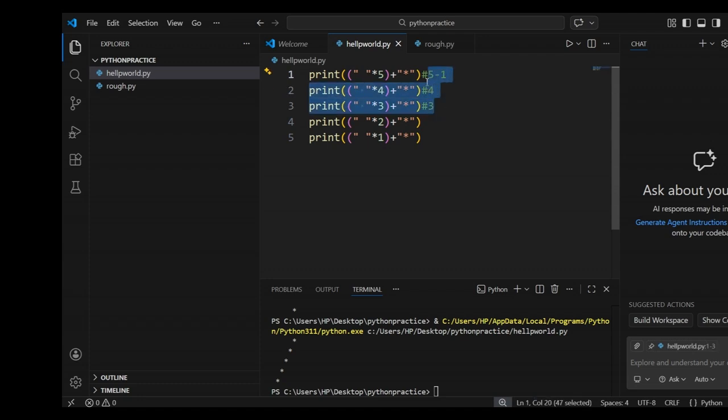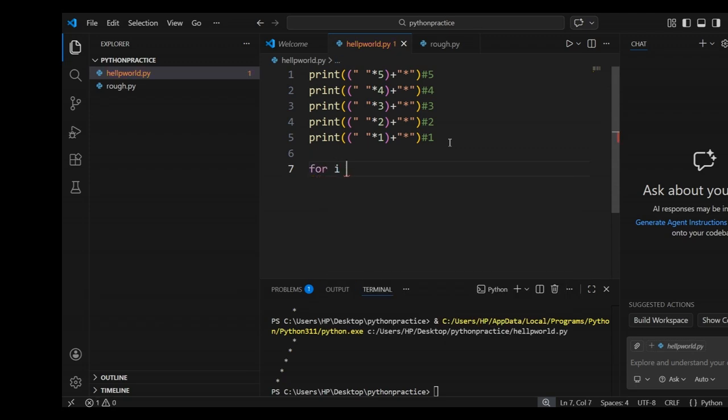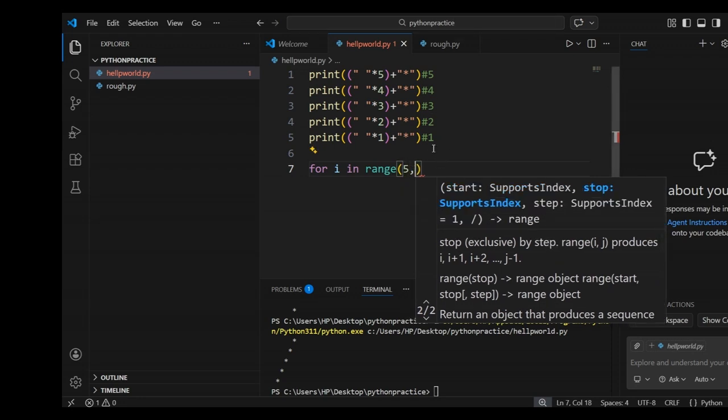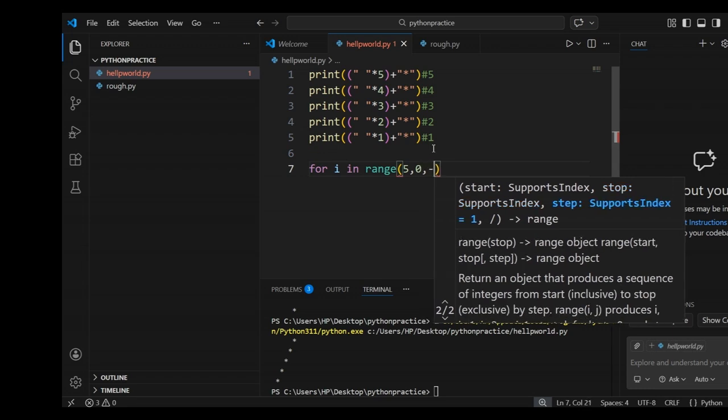Okay, so you can see here that the values are starting from 5, and they are decreasing up to 1. Okay, so you must recognize the pattern at first. After you recognize the pattern, you should write for i in range. What will be the range of i here? Here the i must start from 5, it must go up to 1, so for that 0 should be the second number, and we are decreasing it in terms of minus 1.